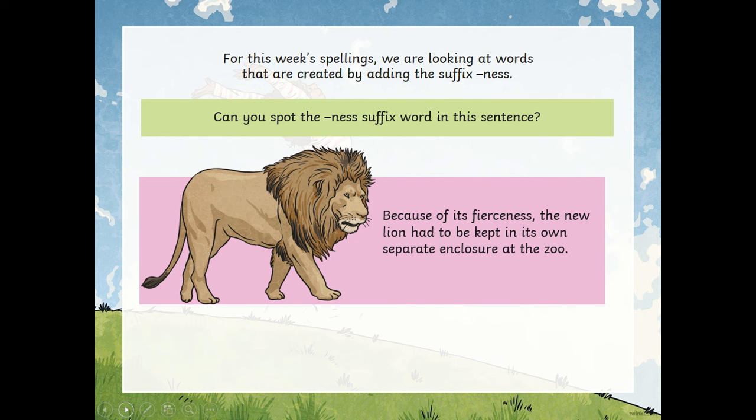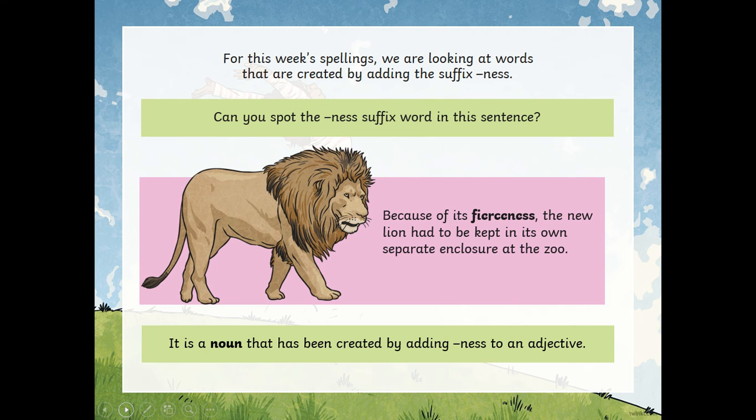Because of its fierceness, the new lion had to be kept in its own separate enclosure at the zoo. So hopefully you identified the word fierceness. Now it is a noun that has been created by adding NESS to an adjective. So the root word is fierce, which is an adjective. You use it as a describing word, so the lion looked fierce. But the lion is showing fierceness, which is a noun.